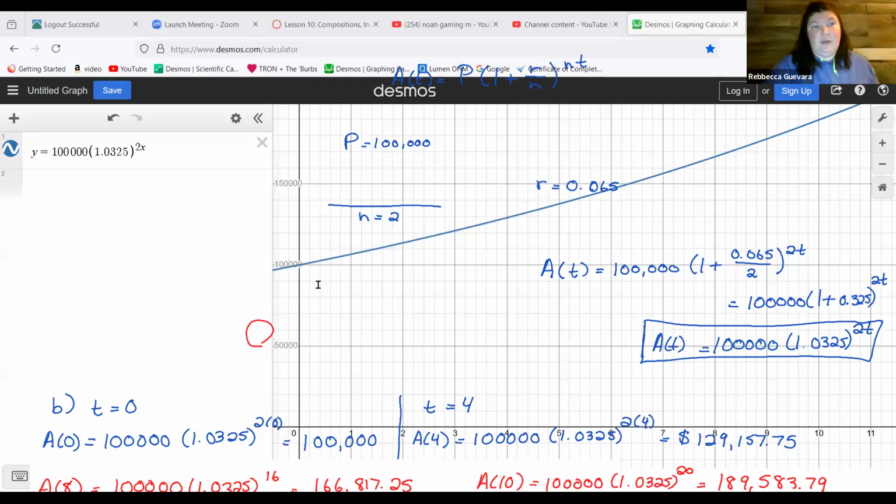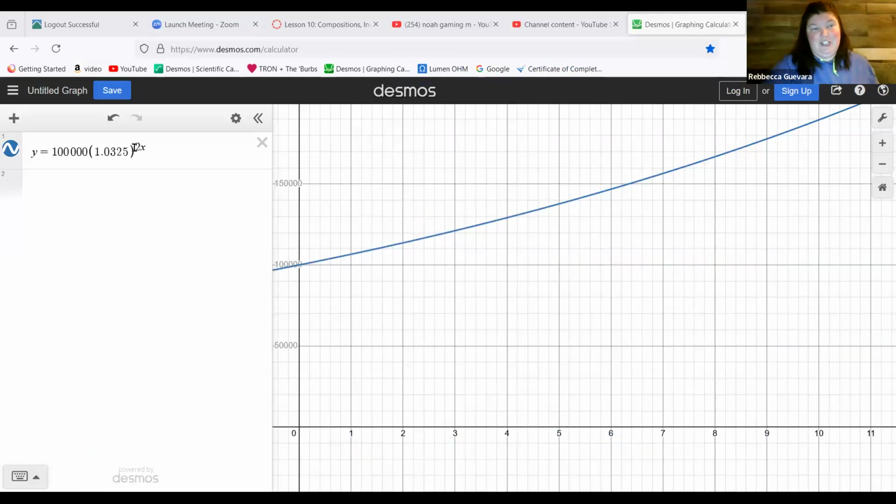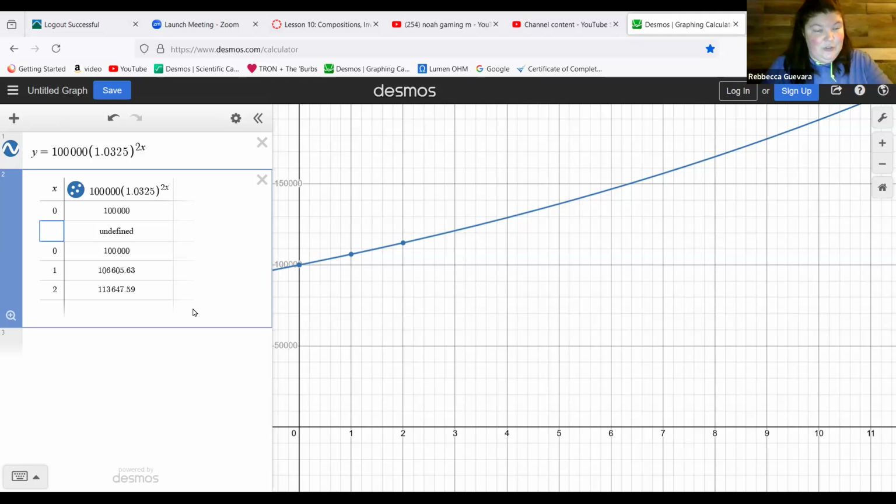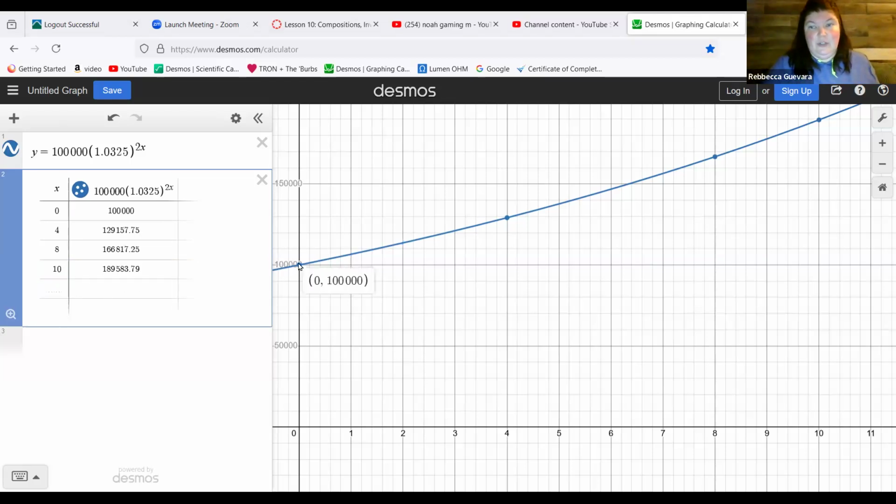Okay, so this is the graph of our equation. I had to change T to X for Desmos. And if we put in that amount of money, so we talked about at 0, how much we had after 4 years, 8 years, and then 10 years, we can see those all graphed here.